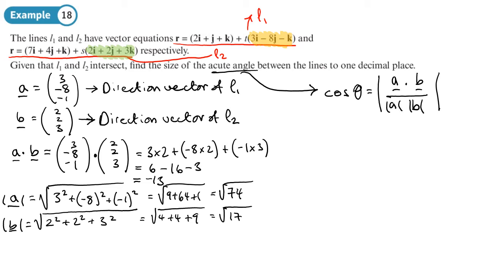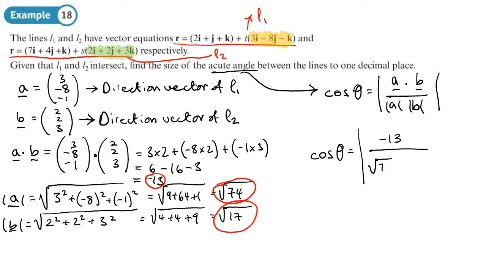So now I've got everything I need to go into the formula. So I've got my A dot B, which is going to go at the top. These two are going to go at the bottom. They're going to get multiplied by each other, and that will give me the cosine of the angle. So the cosine of the angle is going to be the modulus of negative 13 over the root of 74 times by the root of 17.